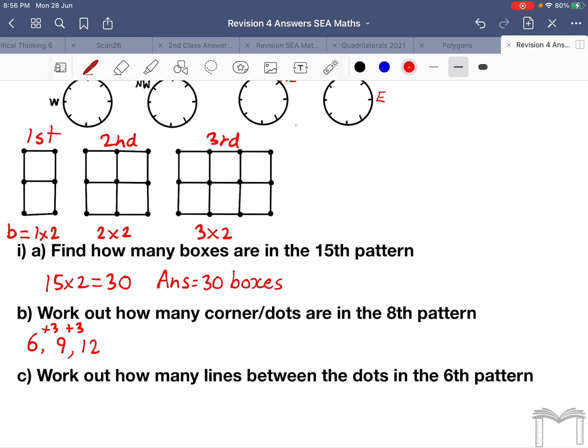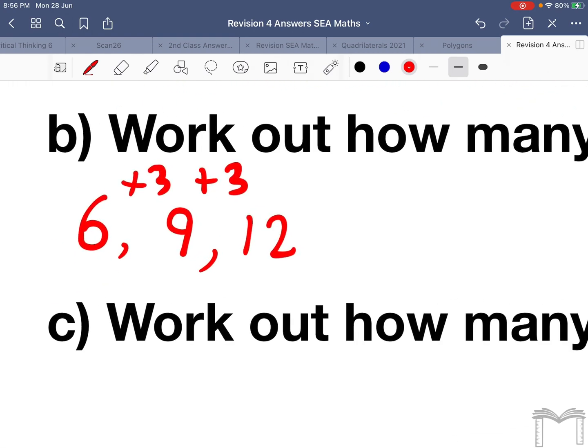So how do we determine the dots for the 8th pattern without having to draw all of the patterns and count, or without having to draw the 8th pattern and count them? We must be able to come up with a faster way, because this 8th pattern is a couple of patterns away. Alright, so we started with 6, right? And we're adding 3 every time.